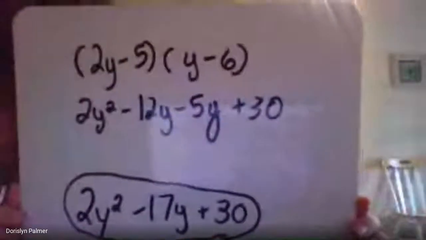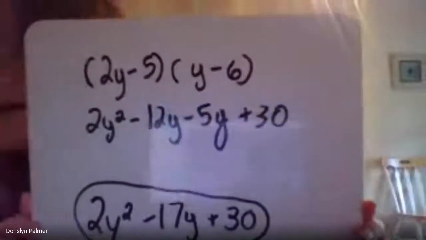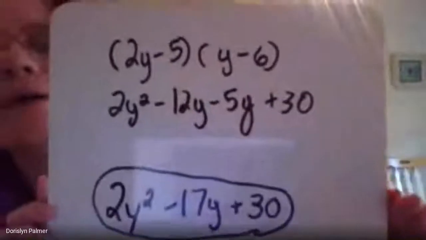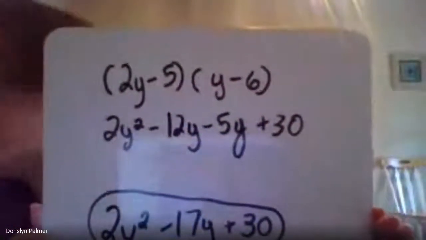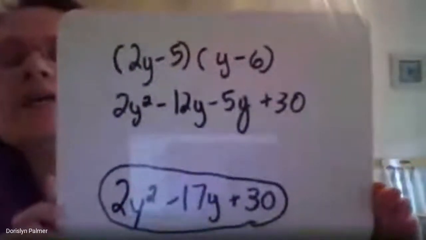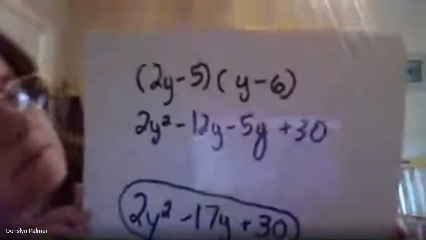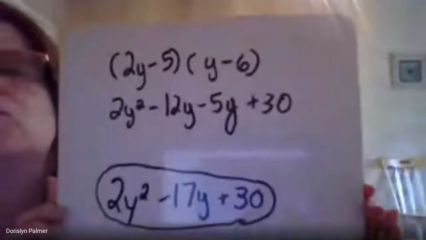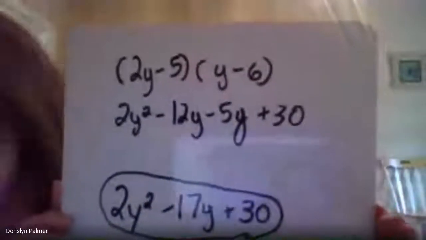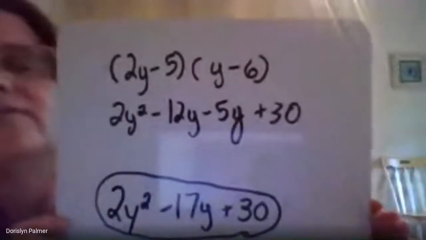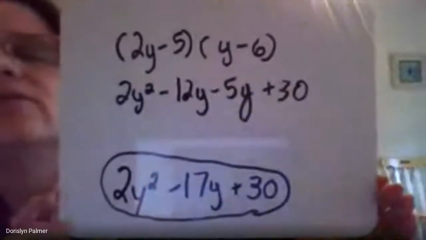You're going to do your first terms first. So 2y times y will be 2y squared. That was good. And then you're going to do the outer terms, so that's 2y times negative 6, which is negative 12y. Then your inner terms, negative 5 times y, is a negative 5y. And your last terms, negative 5 times a negative 6, is a positive 30.